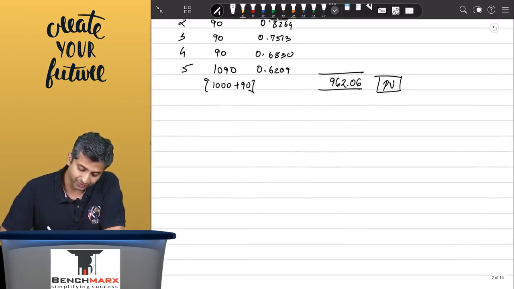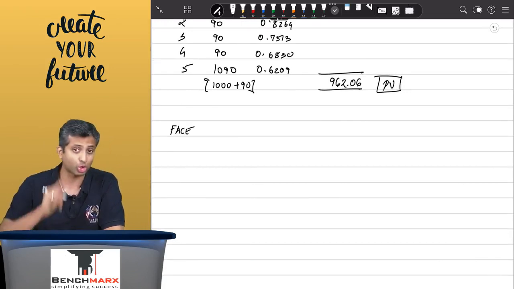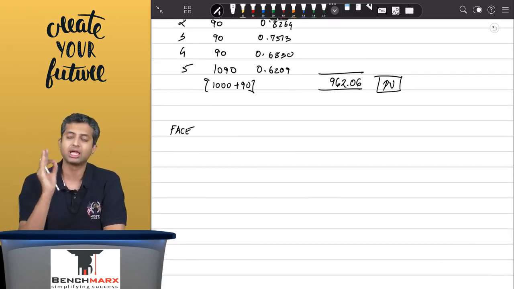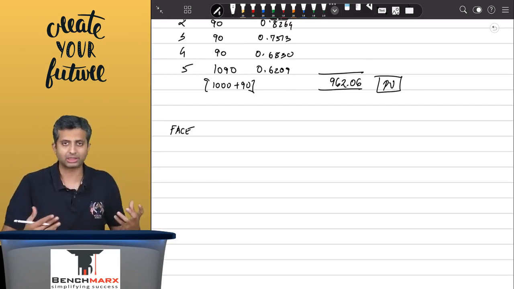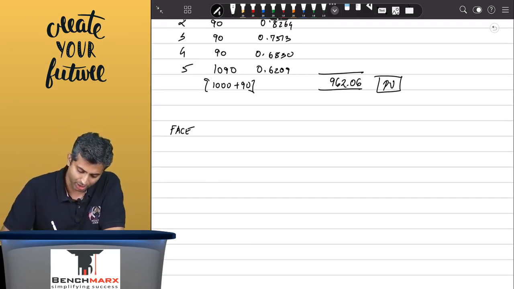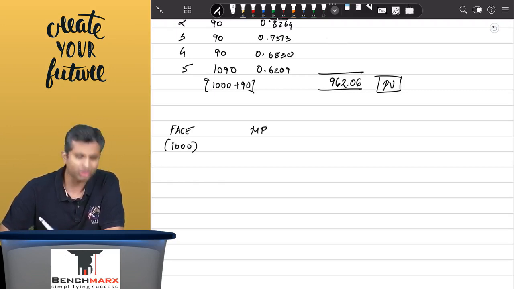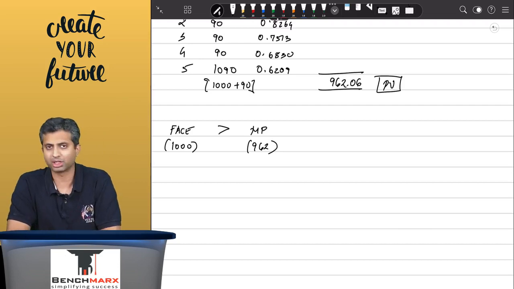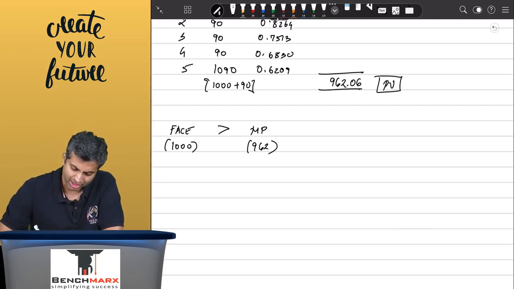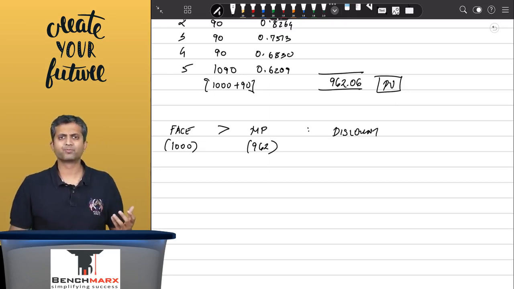First of all, what is the face value in this question? This is just for your conceptual knowledge. If you understand it, excellent, but this thing that I'm going to discuss will come from practice, not directly. The face value over here is 1000 for this instrument. What is the market price or the intrinsic value of this bond? It is approximately 962, which means the face value is greater than the market price. Basically, the market price is lower, and hence this bond is trading at a discount to the face value.